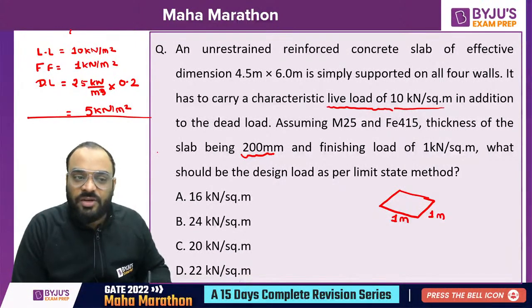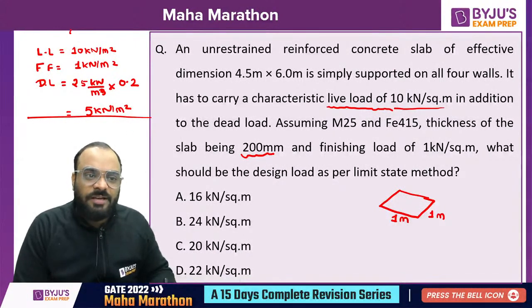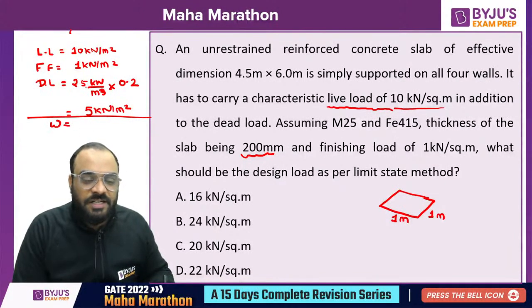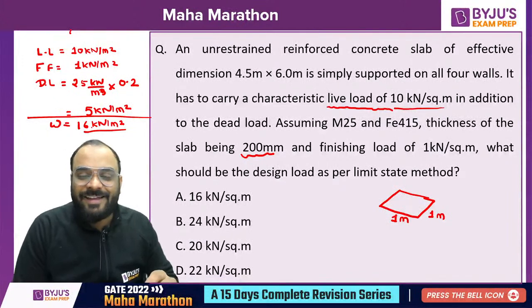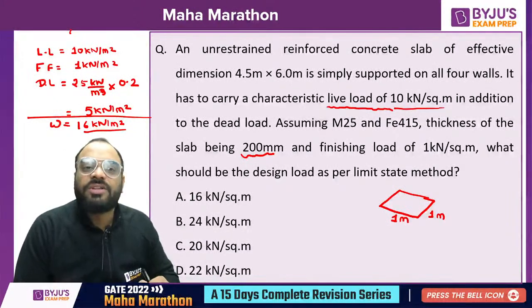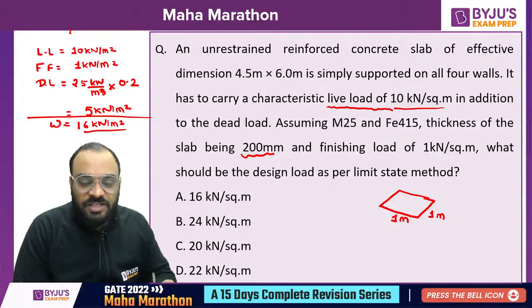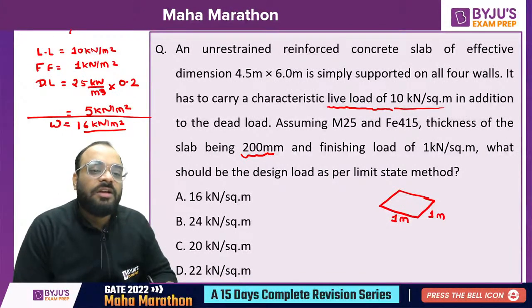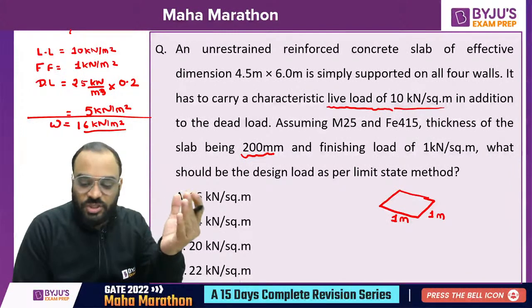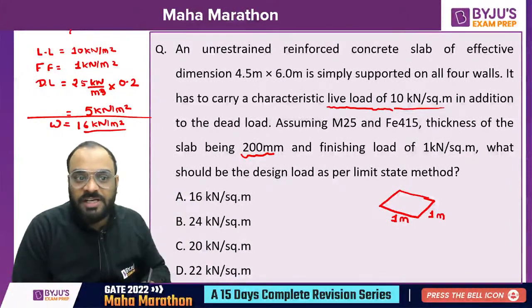Now add all the values, 10 plus 1 plus 5. How much are we getting? That is basically W. So it is 16, correct? It is 16 kilonewton per meter square. But guys, this is the characteristic value, not the factored value. So you need to multiply by the partial factor of safety for load. In this case, we have a combination of dead load plus live load, so ultimately we need to multiply it by 1.5.